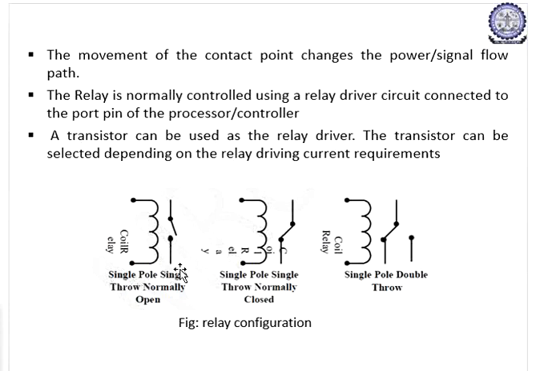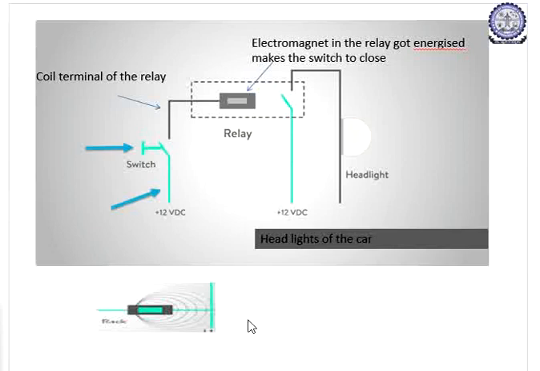That's what we are calling a single pole, single throw switch. This we are calling single pole, single throw. Usually we are calling it the normally closed switch configuration. Now this is an example of that.